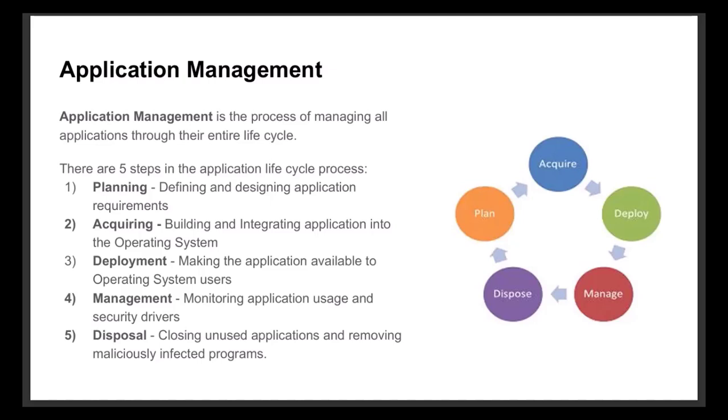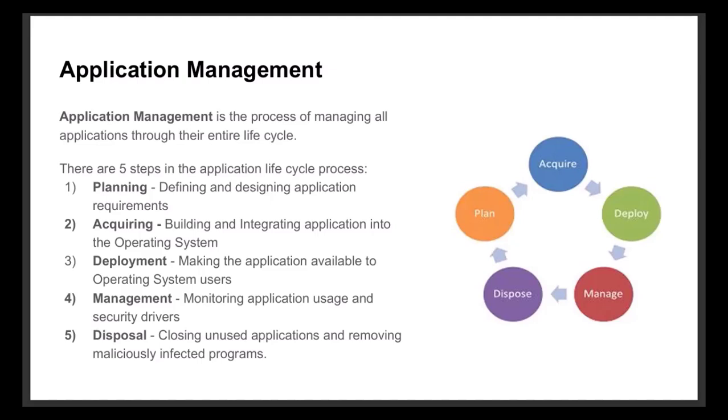The second step of application management is acquiring the applications. This is where we are going to build or download the applications that we want to run within our operating system. The third step of application management is deployment. This is where we will make certain applications available to users that are running the operating system version on our computer devices. The fourth step is management.